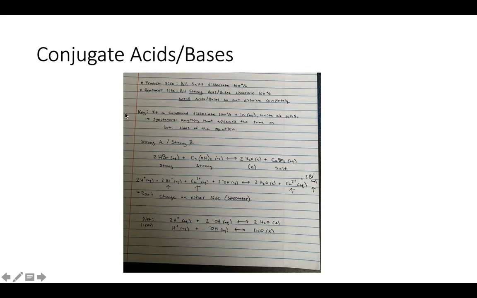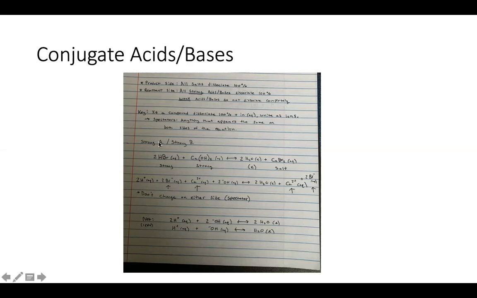The key thing about writing a net ionic equation is that if the compound dissociates 100% and is in the aqueous state, we write it as its respective ions. We show them splitting up into their ions. That's the key to writing a net ionic equation. And keep in mind that we consider something a spectator ion if it appears the same on both sides of the equation.